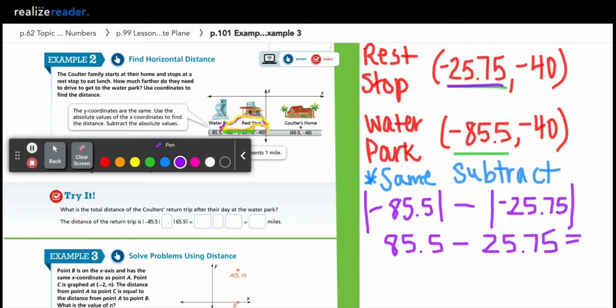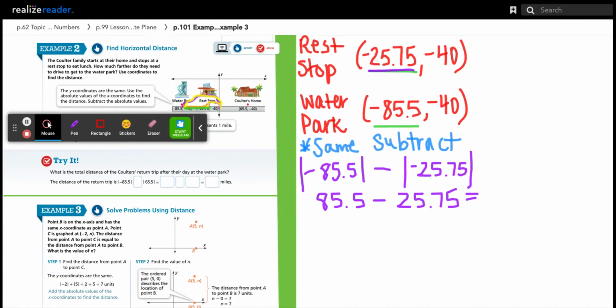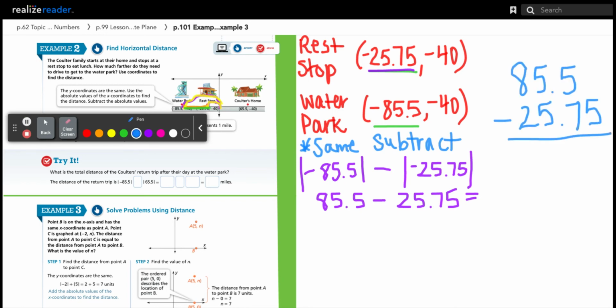So now I'm ready to subtract these two numbers. So when we add and subtract decimals, the important thing for us to remember is to line the decimal points up. So I'm going to zoom out a little bit there so I have some more room. We have to rewrite these decimal numbers, remembering to line up the place values and line up the decimal points. So I want you to line up those place values and decimal points in your notebook. So you should have it written like this: 85.5 minus 25.75. With subtraction, you cannot change the order.